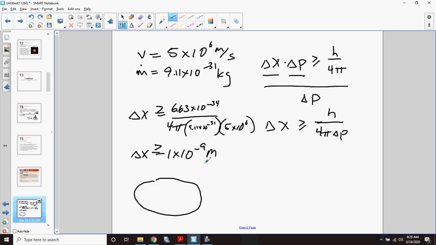Now, what does this number actually mean? Well, we're talking about the hydrogen atom, and it might be important to talk about how big a hydrogen atom is in the first place.